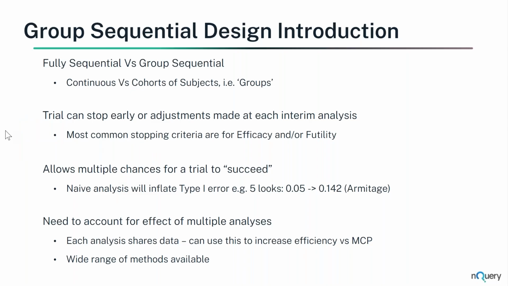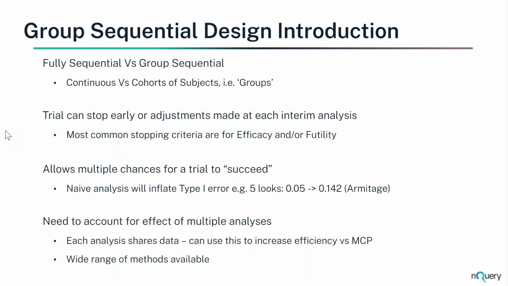So to give an introduction to group sequential design as a whole, there are a subset of sequential designs. You can have either fully sequential designs where the trial is evaluated continuously as data comes in, or you can have group sequential designs, where you perform interim analysis at pre-specified points, such as after a length of time or when a certain amount of information has come in. The biggest appeal to these types of trials is their ability to stop for efficacy or futility. So if your trial is performing particularly well at any of the interim analyses, you can stop for efficacy rather than needing to see the trial out.